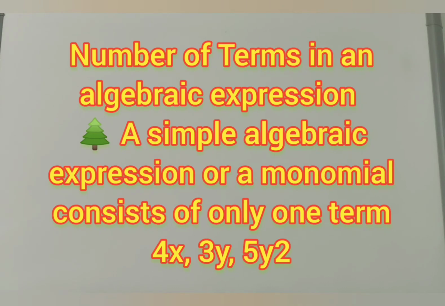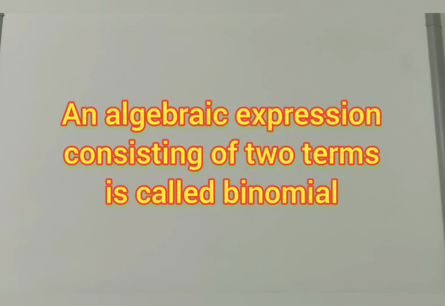Number of terms in an algebraic expression. A simple algebraic expression, or a monomial, consists of only one term. For example, 4x, 3y squared, 5y squared. That is said to be a monomial. An algebraic expression consisting of two terms is called a binomial. Already I said, only addition and subtraction will separate the terms, multiplication and division will not separate the terms. So if it has two terms, it is said to be a binomial.